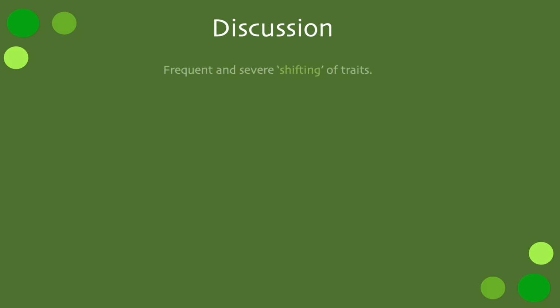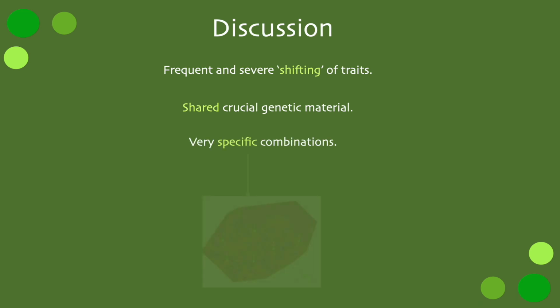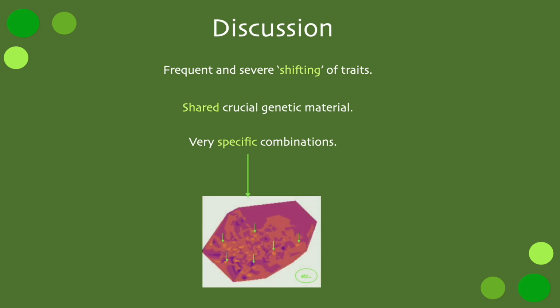Such mutations might cause frequent and severe shifting of traits. If important traits share genetic material with crucial regulatory clauses, there might be very specific combinations of good traits that can be produced without disrupting regulation, and this could cause the fitness landscape to be wrecked with several distant peaks.